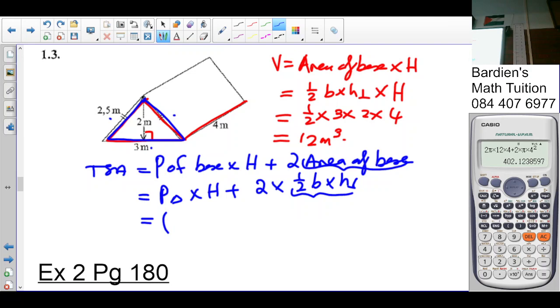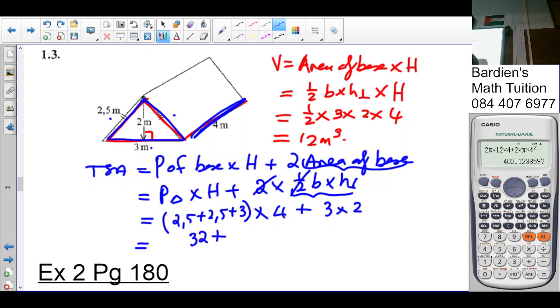So the perimeter of the triangle is going to be 2.5 plus 2.5 plus 3, times what's the depth of the object, or the height of the object? 4. Plus, now that 2 and this half cancels. 2 times a half equals 1. What's the base of this? 3, and the perpendicular height? 2.5 plus 2.5 is 5, plus 3 is 8. 8 times 4 is 32, plus 3 times 3 is 6. So that gives me an answer of 38 meters.